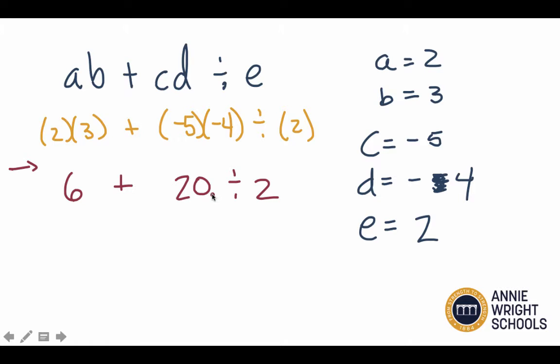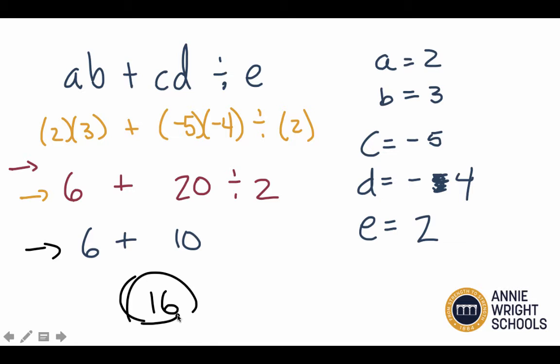Now we go to the next step, and again, order of operations: multiplication and division in order left to right. So now I get 6 plus 10. Now addition and subtraction in order left to right, and the final answer is 16. If you got 16, that's great. If you didn't, rewind the video and watch closely how I work through those again. All right, let's try a different one.